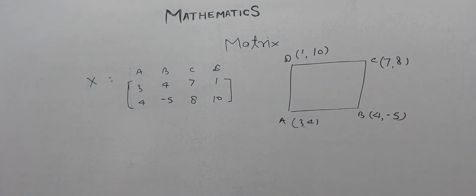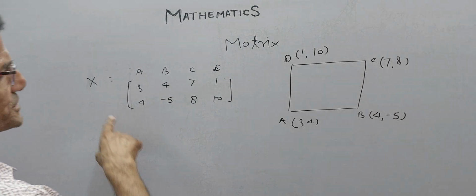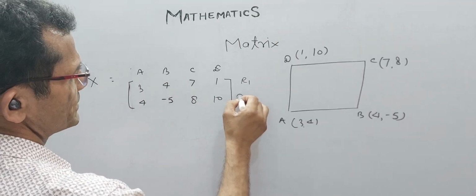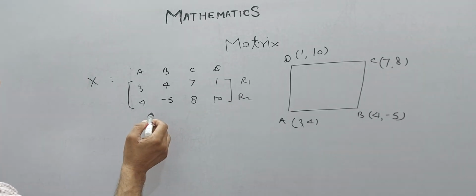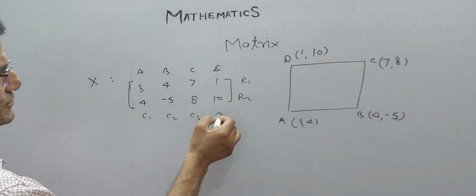And next, here, how many rows are there? There are 2 rows, R1 and R2. And how many columns does it have? C1, C2, the third column, and this is the 4th column.